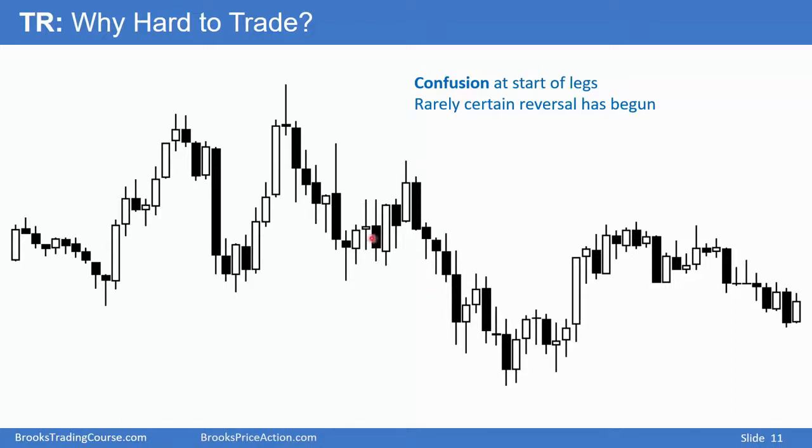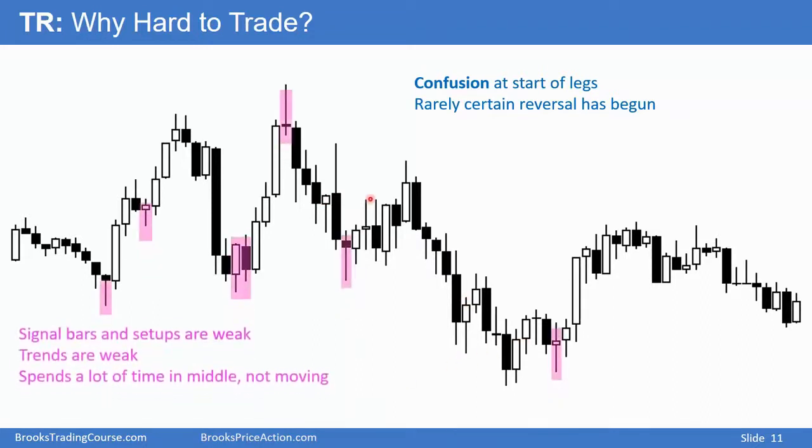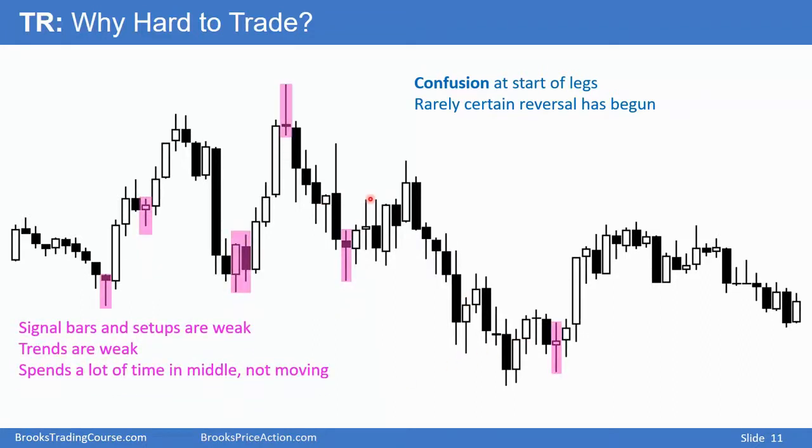So, for example, is this going to go up far enough for a trade? What about this? What about this? What about this? Signal bars and setups are usually weak. The trends are weak, they reverse. The pullbacks from the trends are often deep. Bull trend, but big reversal to a higher low. It's a pullback, but it's very deep.